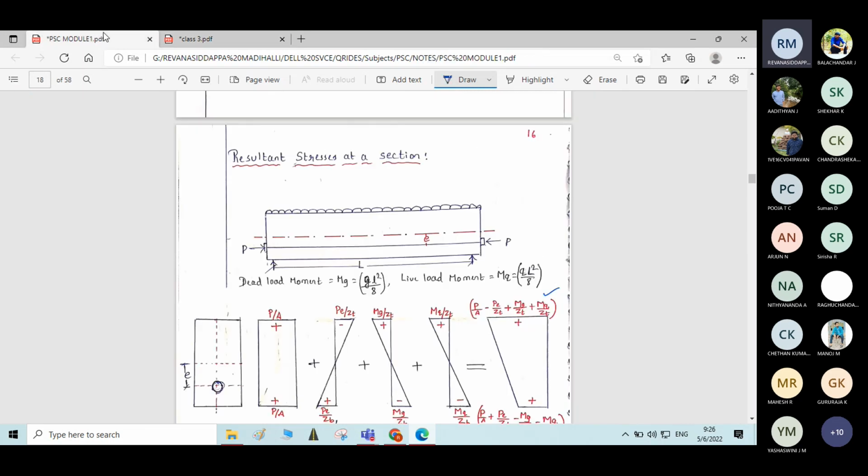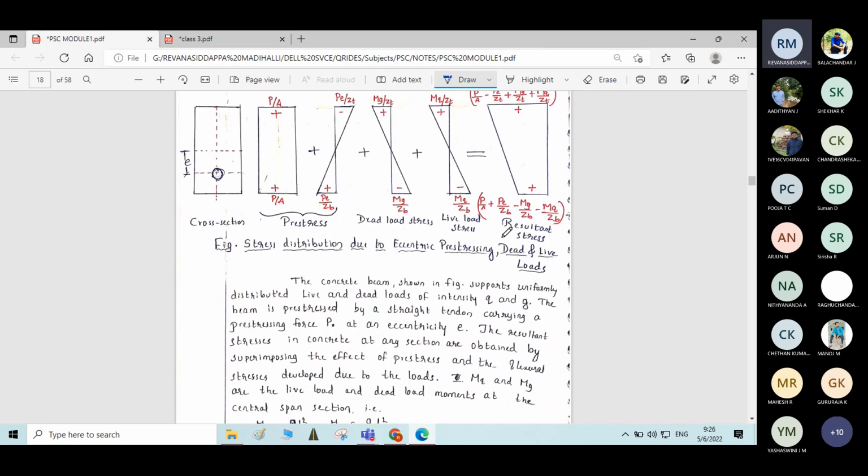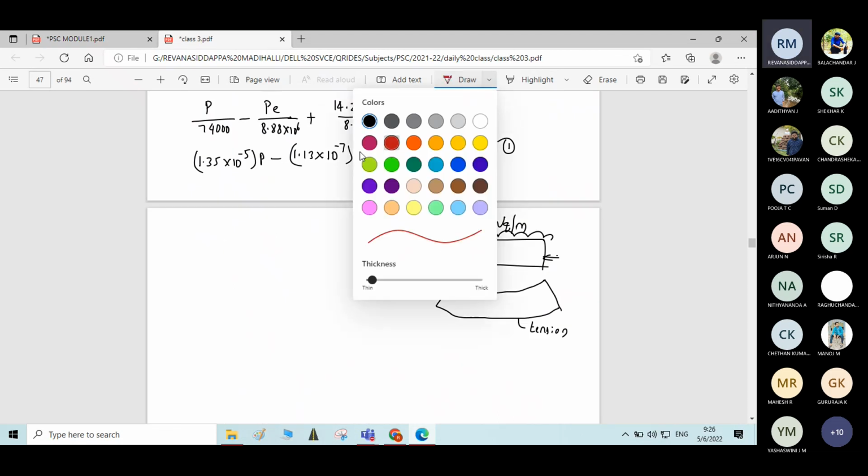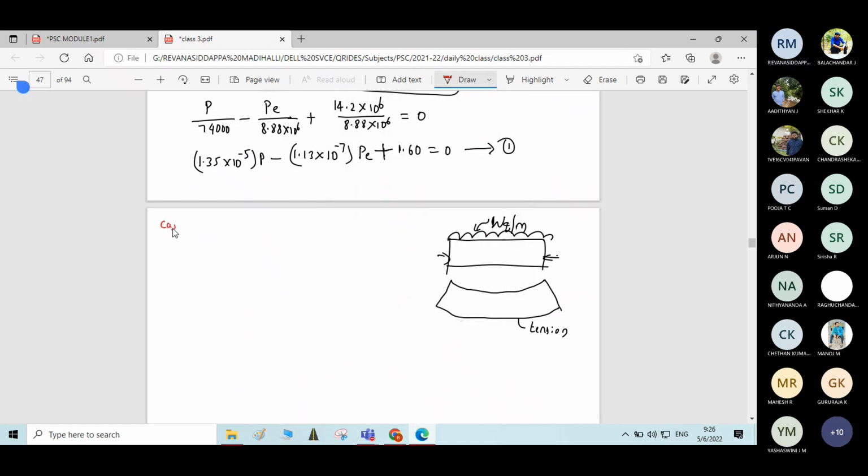At bottom fiber, you know the formula to calculate the tension. Your formula to calculate the resultant stresses. What is the formula? P by A plus PE by Zb minus Mg by Z minus Mq by Z is the formula to calculate the resultant stresses at the bottom fiber. I will take the same formula. Second condition, let me write the second condition. Case 2.